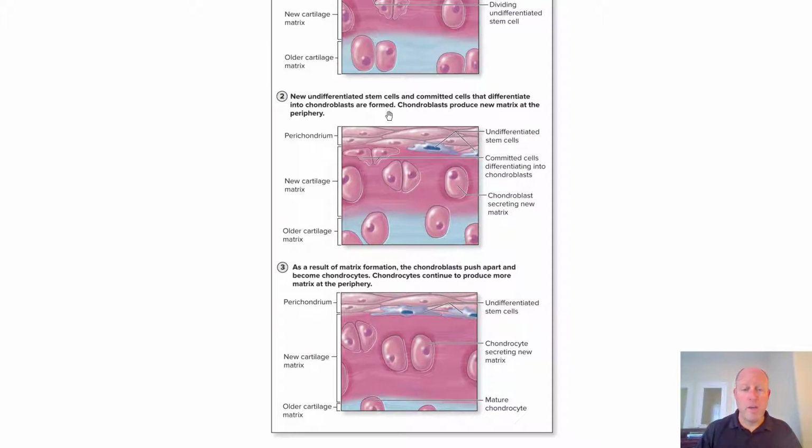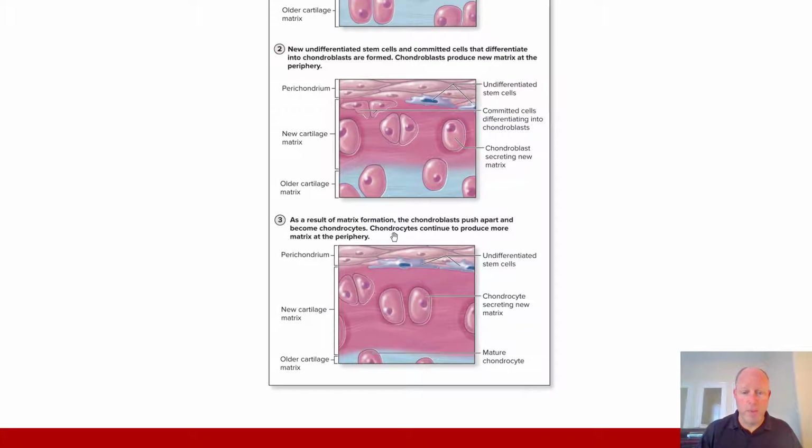Then new undifferentiated stem cells are committed to cells that differentiate into chondroblasts, and then they're formed. These chondroblasts produce the new matrix at the periphery. So you have these undifferentiated stem cells here, and the committed cells that are differentiating into chondroblasts. As a result of that matrix formation, the chondroblasts then push apart and become chondrocytes. These chondrocytes continue to produce more matrix at that periphery.